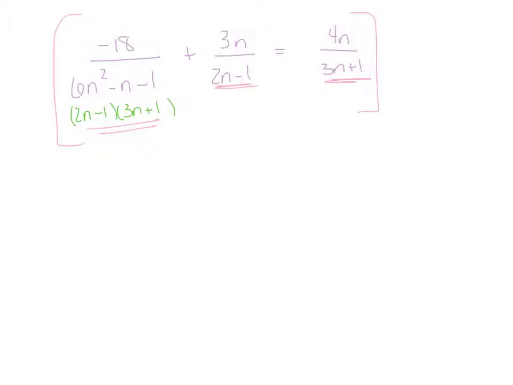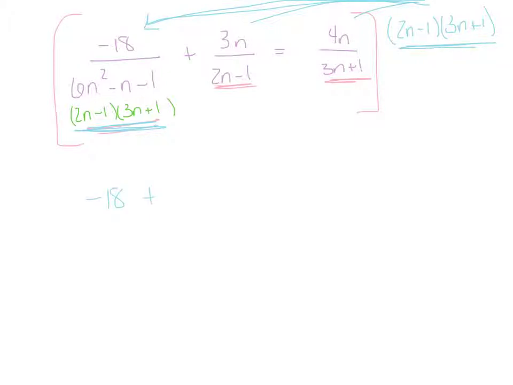So when we multiply, we are going to multiply by, and I'm just going to write it on the right because I have no room on the left, but either side works. We're going to multiply it by both of those denominators, and we're going to distribute this to all three terms. So when you distribute it to the first term, notice that both are going to cancel, and you're just going to get negative 18 plus. When you distribute it to the second term, only the 2n minus 1 will cancel, so we're going to get 3n times 3n plus 1 equals, and when we distribute it to the third one, only the 3n plus 1 cancels, we get 4n times 2n minus 1.